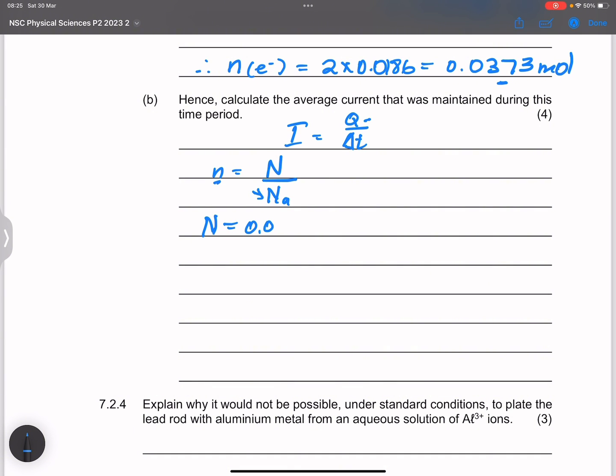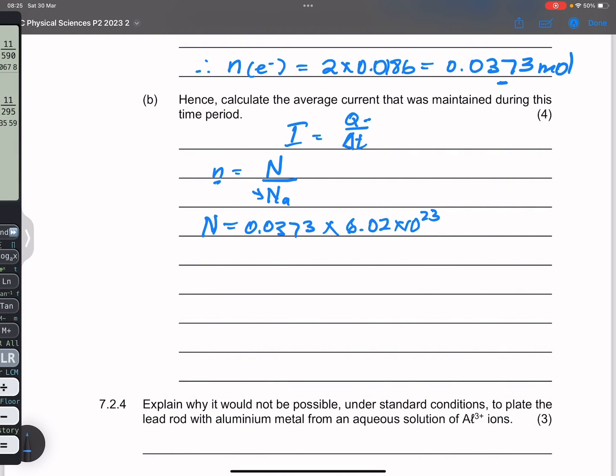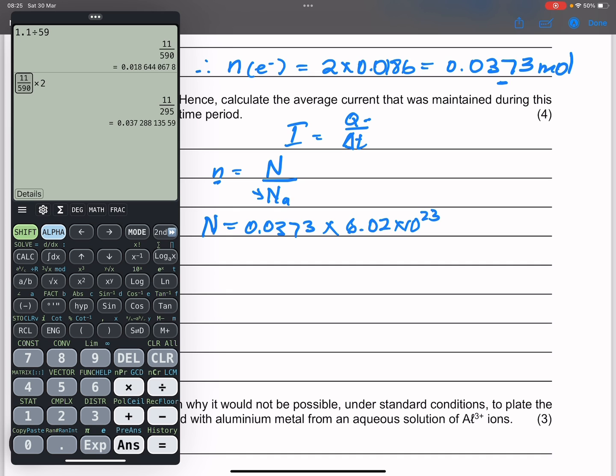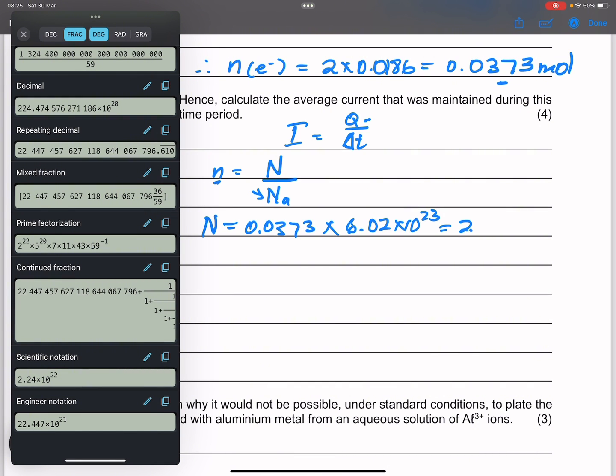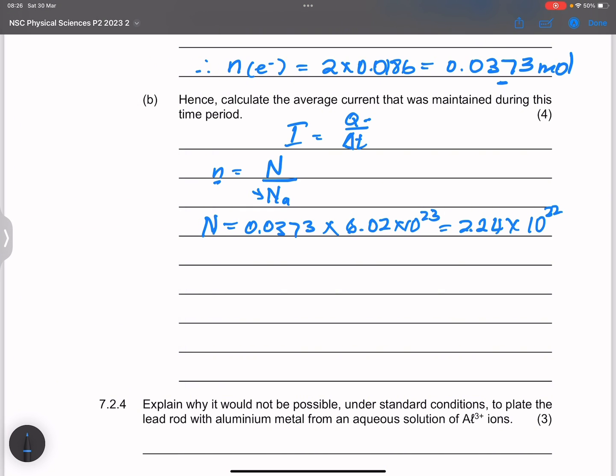So I'll say 0.0373 multiplied by Avogadro's number, which is 6.02 times 10 to the exponent 23. Okay, I get a huge number. Ooh, that's a huge number. Okay, I'm going to convert it to scientific. I get 2.24 times 10 to the power 22. Yeah, times 10 to the power 22. Okay, and by the way, this is electrons, right?